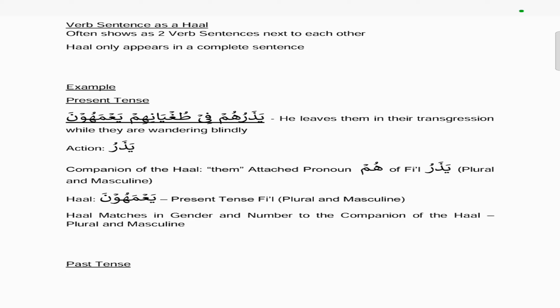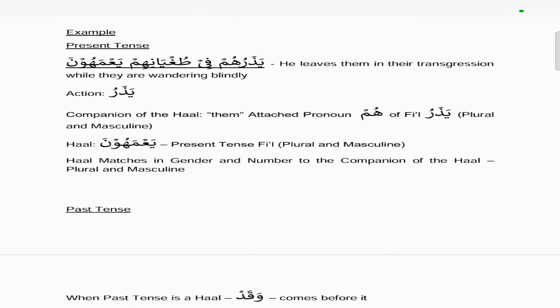So a verb sentence as a Haal often shows as two verb sentences next to each other, and the Haal only appears in a complete sentence. An example in the present tense, we have يَذَرُهُمْ فِي طُغْيَانِهِمْ يَعْمَهُونَ. This means he leaves them in their transgression while they are wandering blindly. The action is yadharu, and it's present tense. The past tense is wadhara, so yadharu.